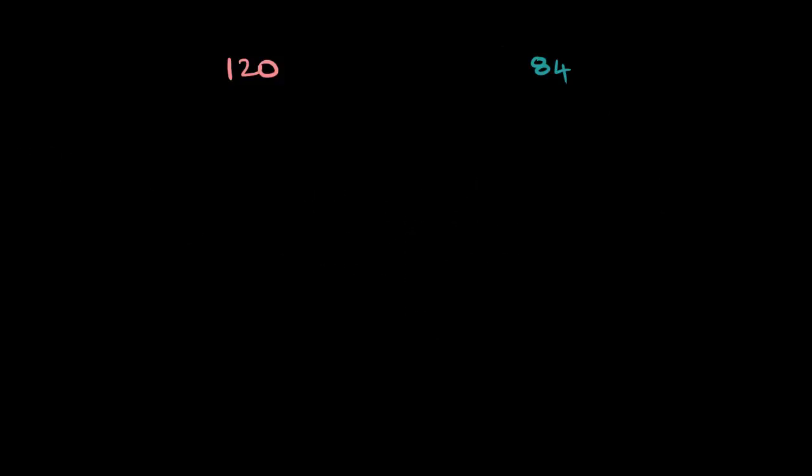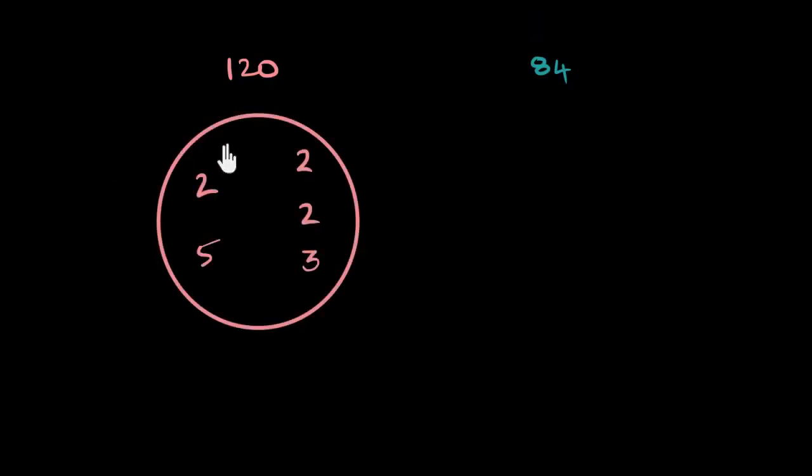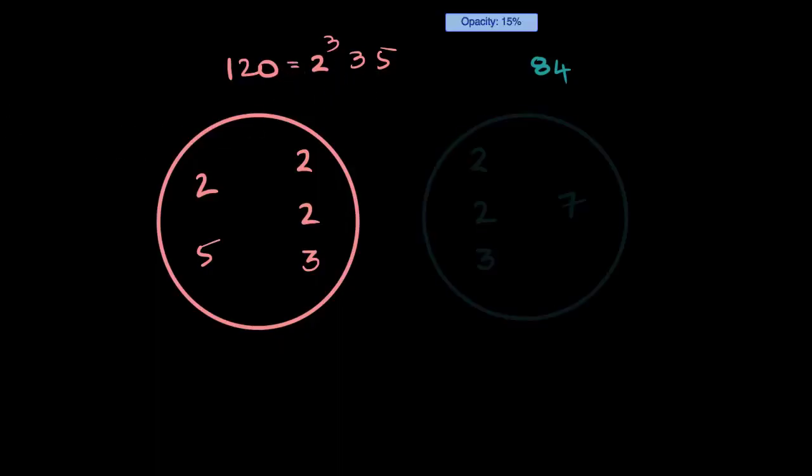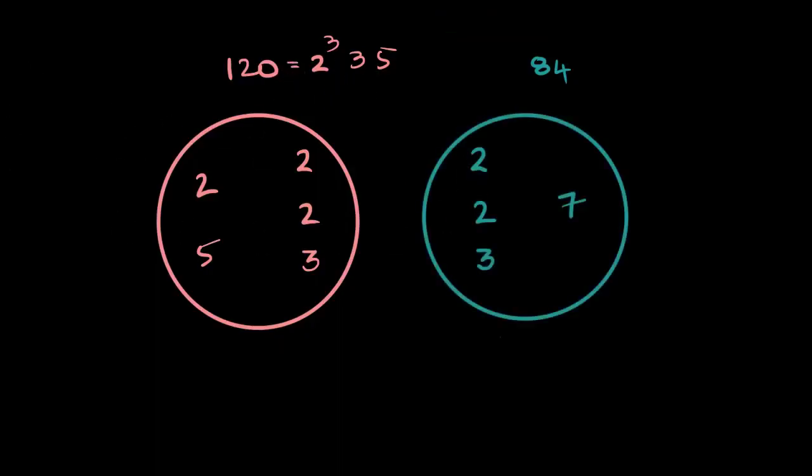I'm going to do it now. So 120 basically has 3 2s, 1 3 and 1 5. So this is how the diagram will look. So a short way of writing that will be 2 cube into 3 into 5. Now 84 will have a similar story. It has 2 2s, 1 3 and 1 7. So 2 square into 3 into 7. So this is the prime factors way of looking at 84.